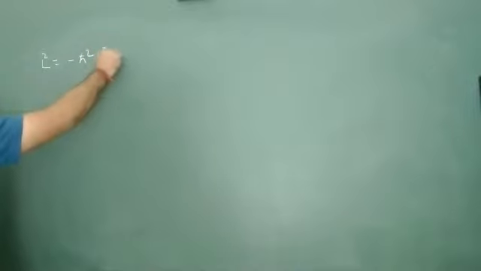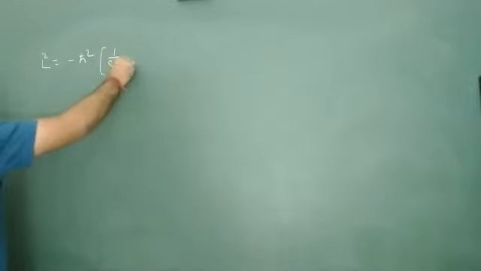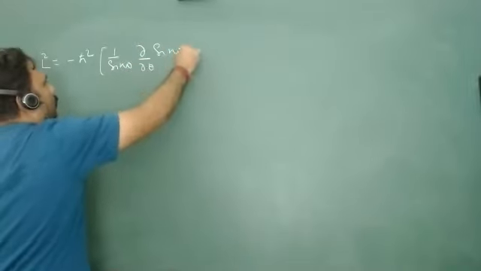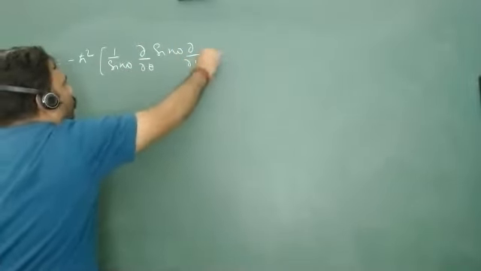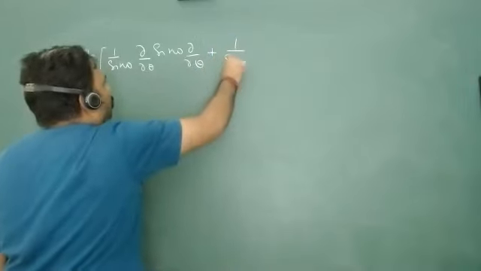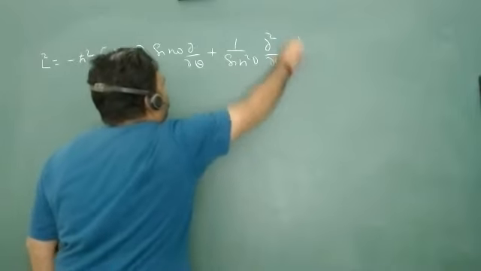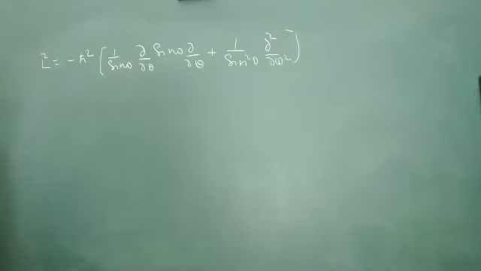So what is your L square operator? Again, the L square operator is minus ħ square times 1 upon sin θ ∂/∂θ (sin θ ∂/∂θ) plus 1 upon sin square θ ∂²/∂φ². Have you seen this type of operator? What is this, can anyone tell?